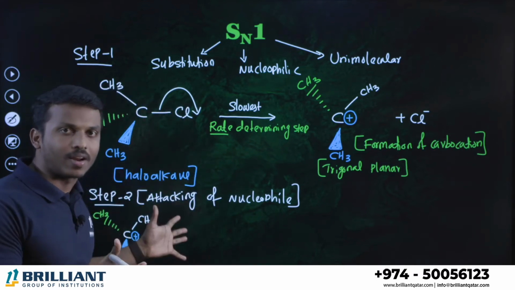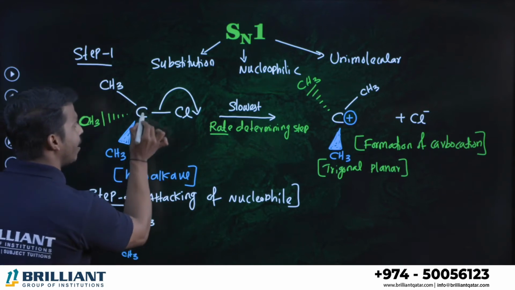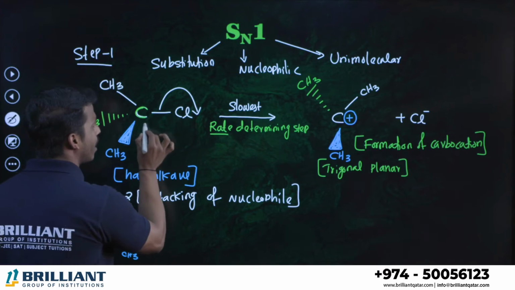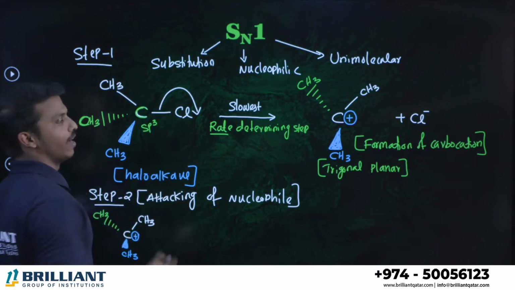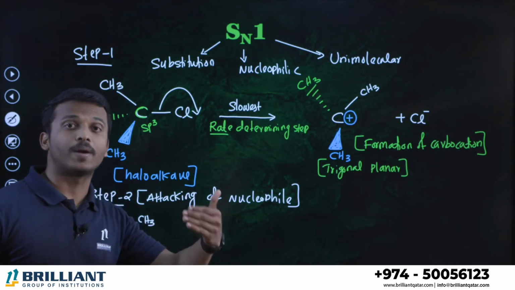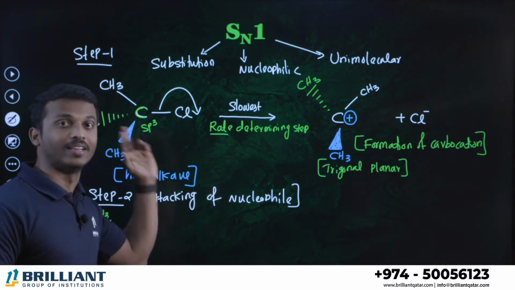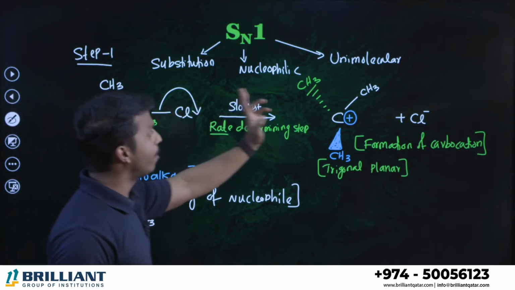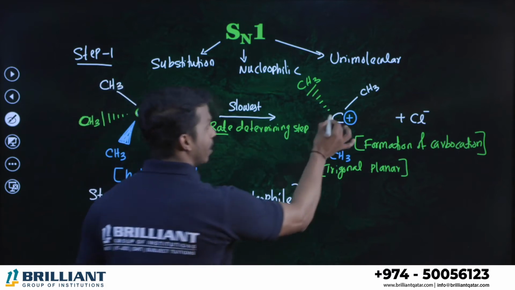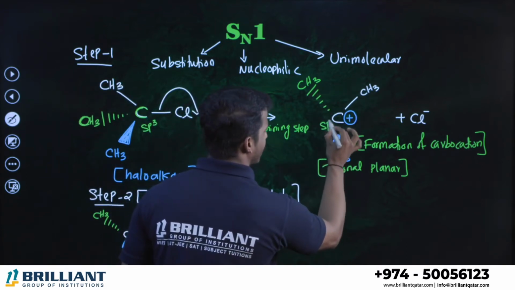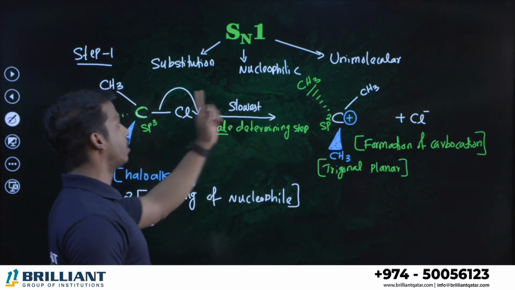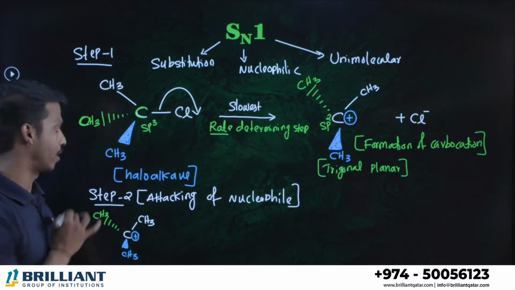Before, it was a tetrahedral geometry. What is the hybridization of this carbon? Dear student, in a tetrahedral geometry, the carbon hybridization is sp3. Another question they can ask in the SN1 mechanism: what is the hybridization of the reactant haloalkane? That is sp3. Then what about the hybridization of the intermediate in the first step? The carbocation is sp2. Trigonal planar means sp2. So sp3 is converted to sp2. Clear, all of you?